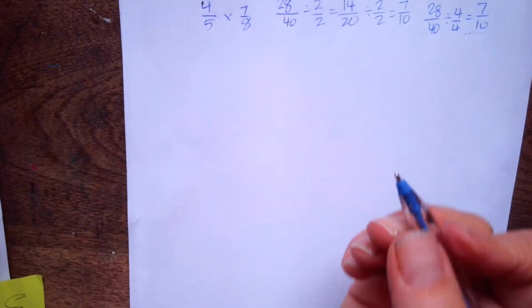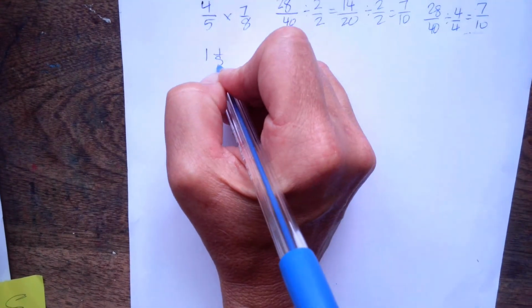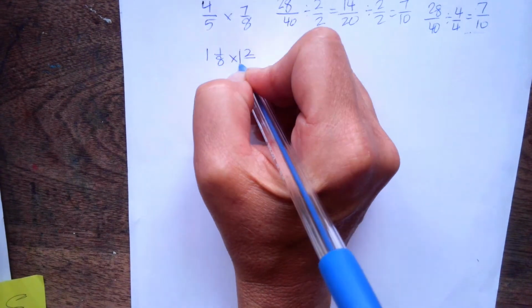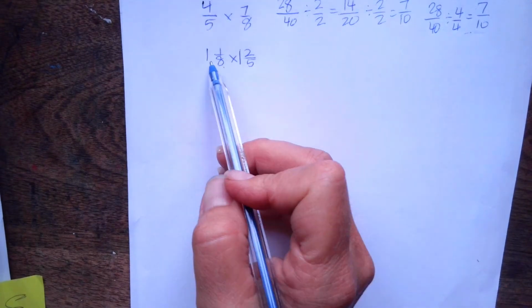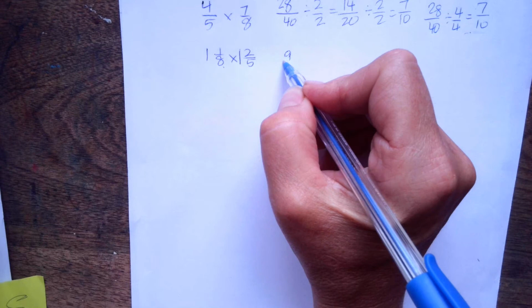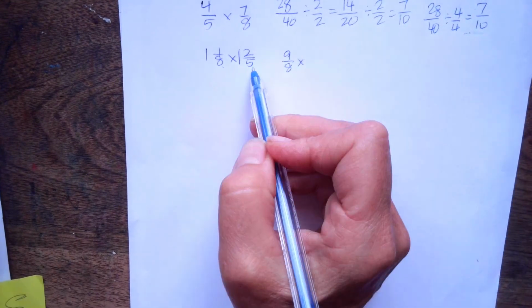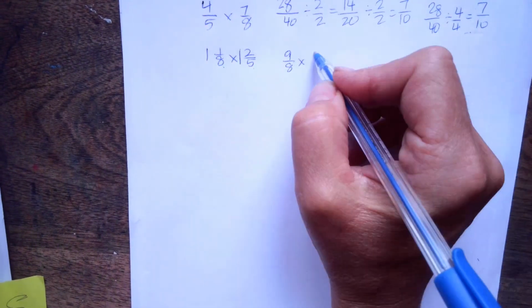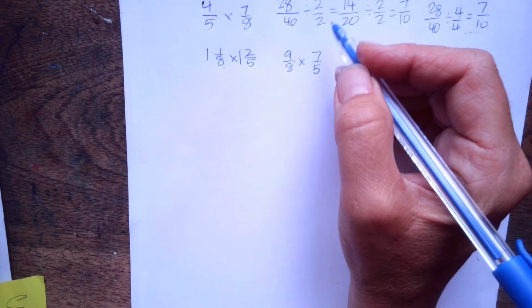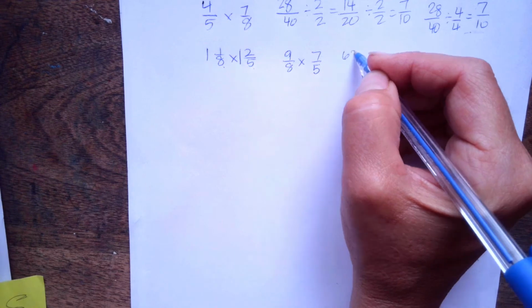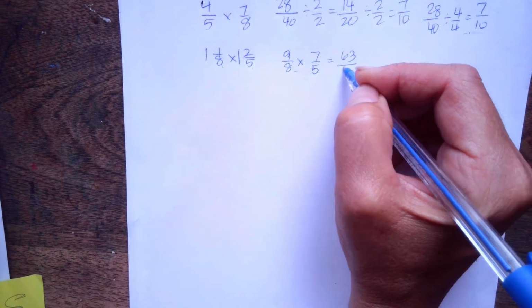Now we're going to have 1 1/8 times 2 2/5. So the first thing we have to do is change them into improper fractions. So 8 times 1 plus 1 is 9/8, times 5 times 2 plus 2 is 12/5. Now we do the same exact thing. 9 times 7 is 63 and 8 times 5 is 40.